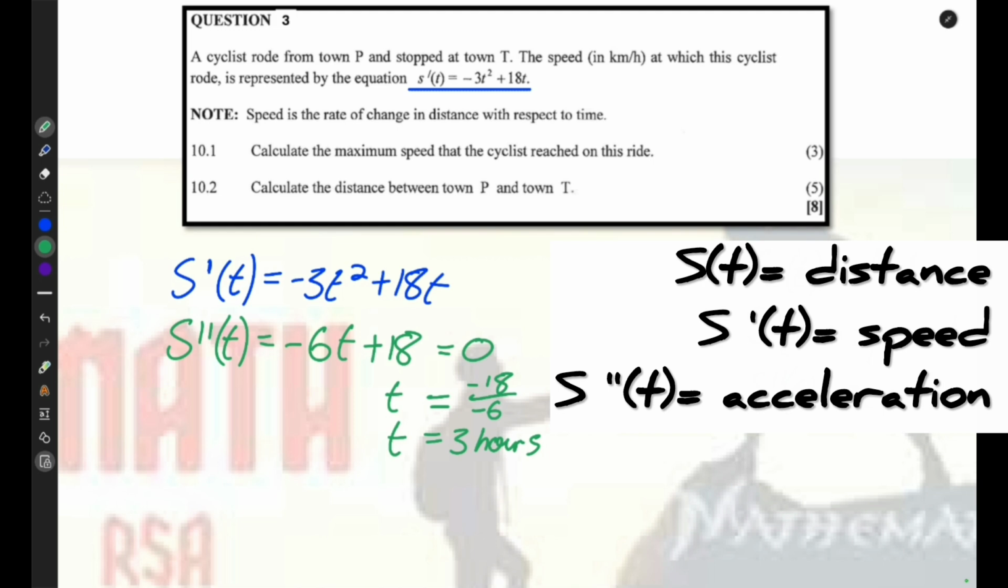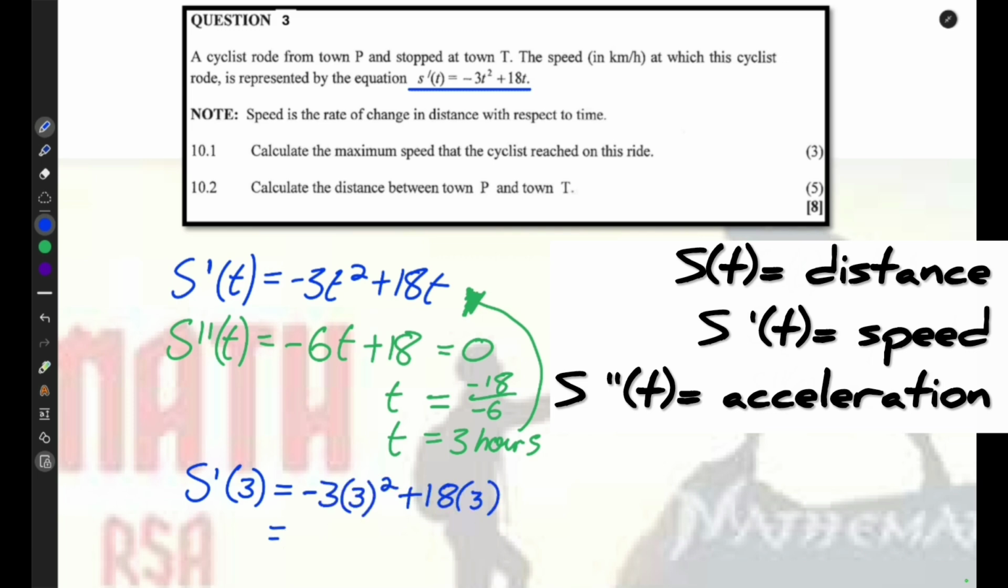Now the question didn't ask me when he reaches a maximum speed. The question asked me what is the maximum speed. So now I can take that 3 hours and just sub it back into the speed formula up there. So the speed at 3 hours would be equal to minus 3 times 3 squared plus 18 times 3. And that would be 27 kilometers per hour. Okay, so very technical. You needed to know exactly into which formula to sub in order to get that answer.